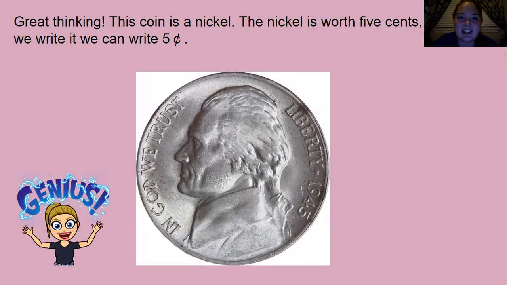This coin is a nickel. The nickel is worth 5 cents, but when we write it, we can write it like this, with a 5 and the cent symbol. That also means 5 cents. If you got both of those right, great thinking. Let's do another.